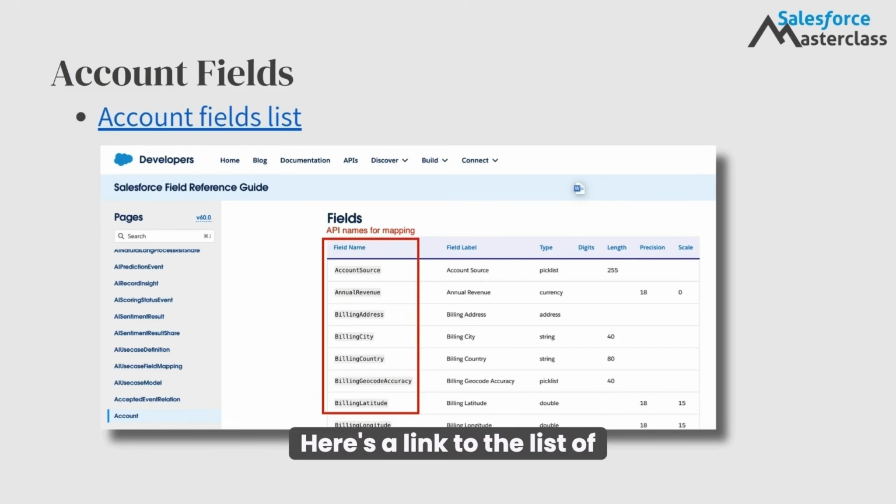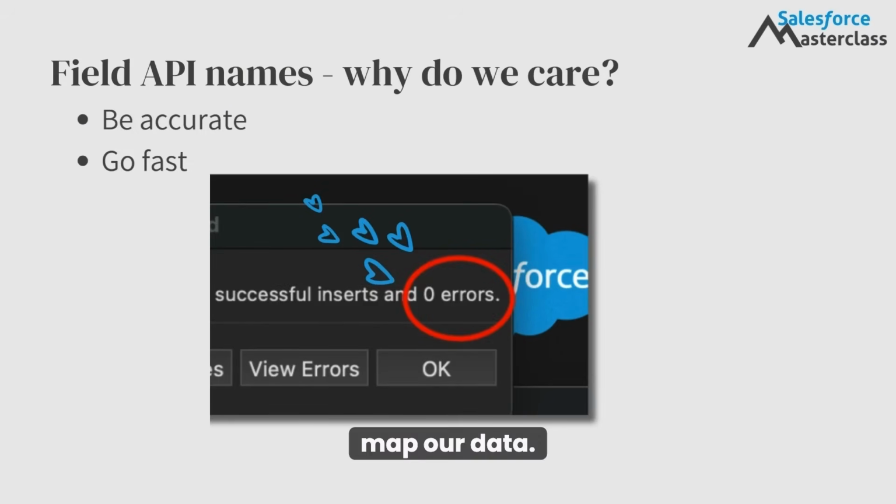Here's a link to the list of all native account fields and their configuration details. This list is also included in the account workbook attached to the lesson. This list is helpful as it provides the field API names, which is what we use when we map our data. Every data map in this course uses field API names instead of the field's label. This is so we can go fast and be accurate.